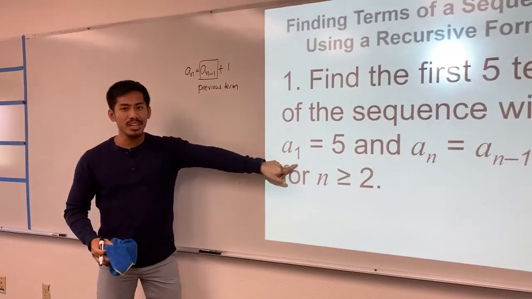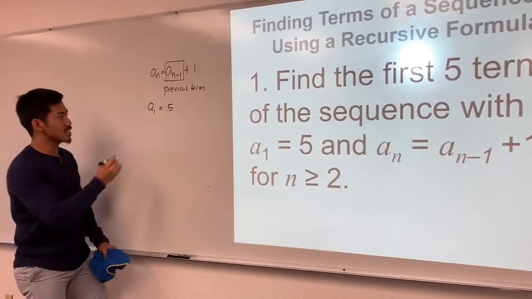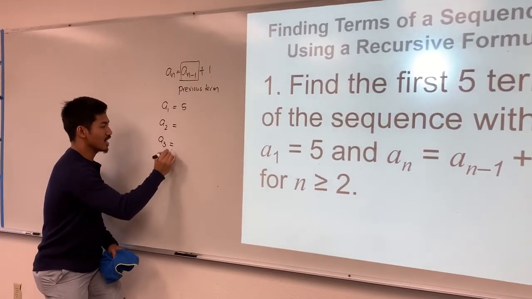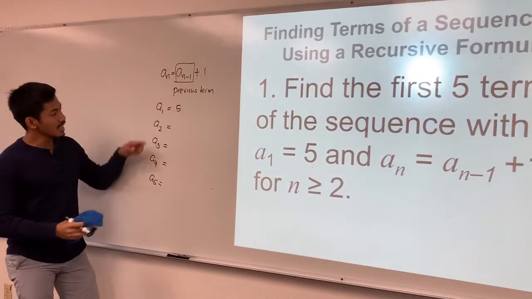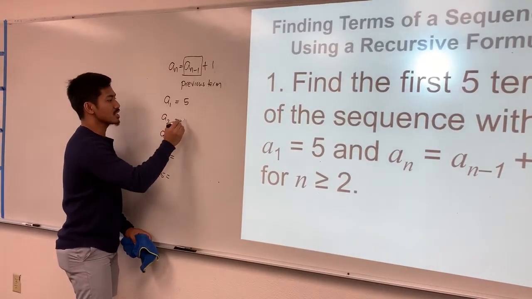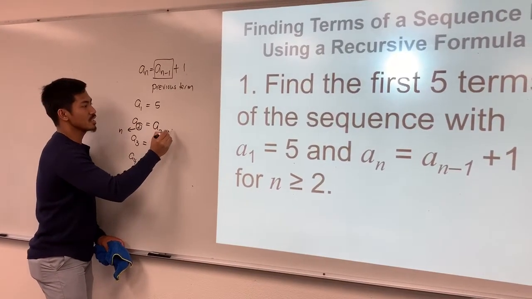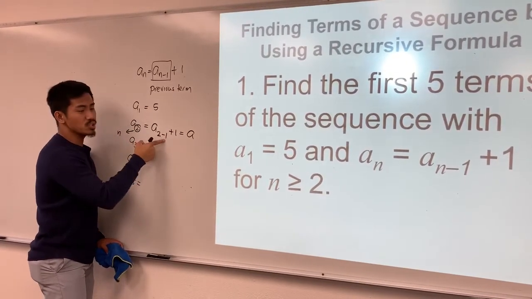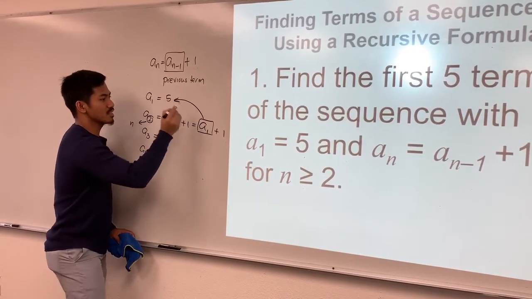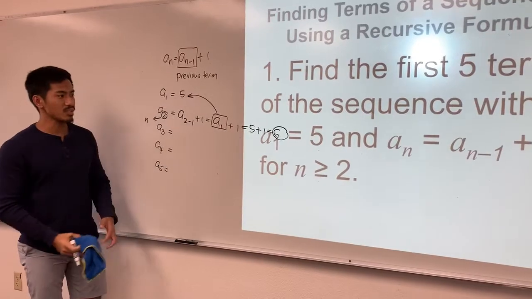The first term is given, a sub 1 equals 5. What we're going to find are the next terms: a sub 2, a sub 3, a sub 4, and a sub 5. Again, the subscripts here are the values of n. Let's begin with a sub 2. Here n is 2, so 2 minus 1 plus 1. And 2 minus 1 is 1, so a sub 1 plus 1, and a sub 1 is equal to 5. That gives us 5 plus 1 equals 6. So a sub 2 is equal to 6.